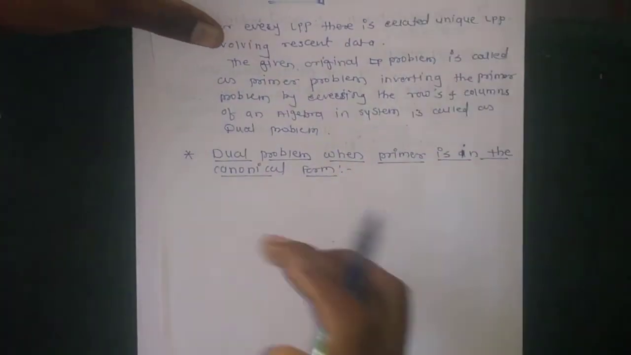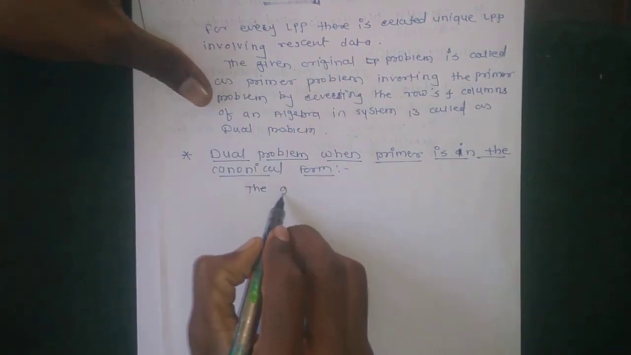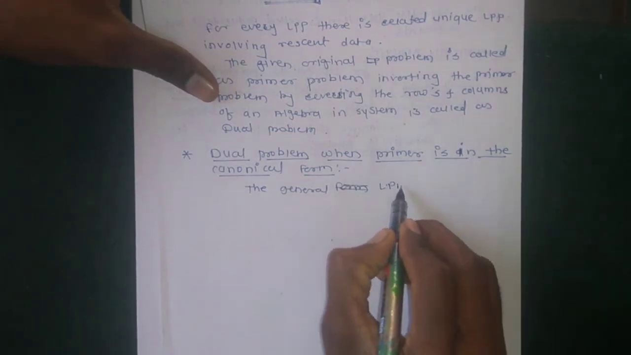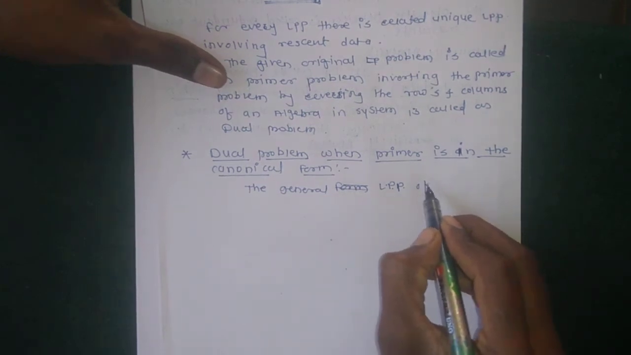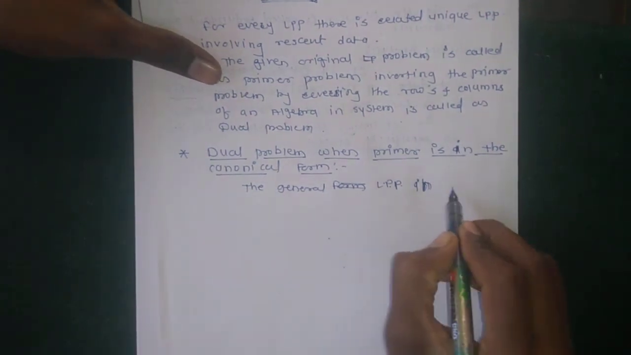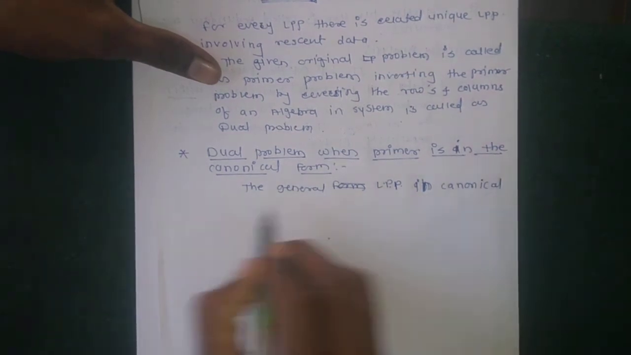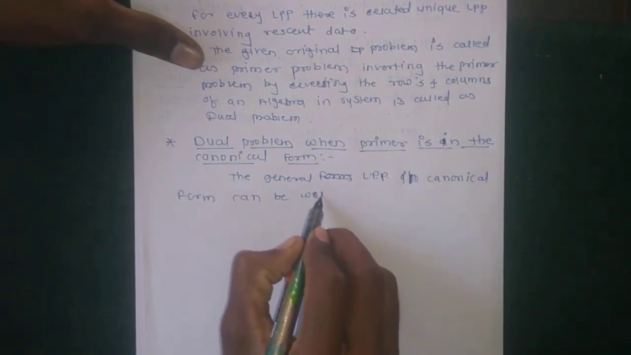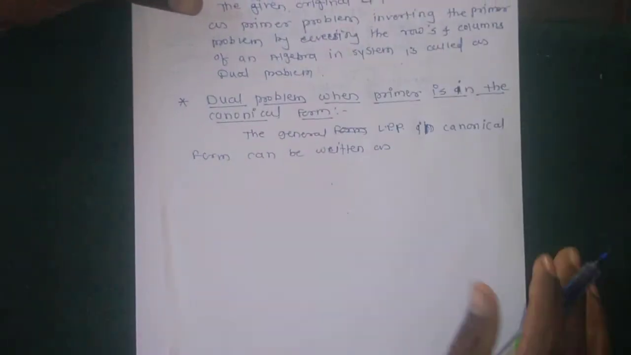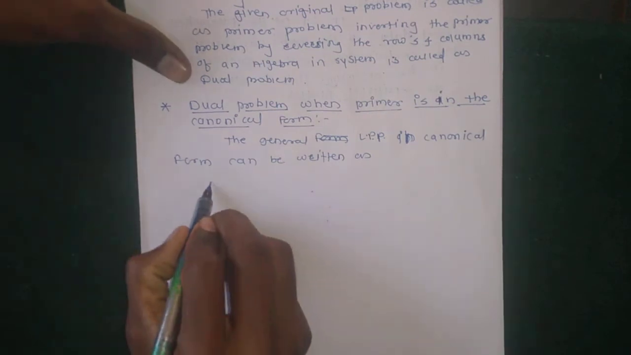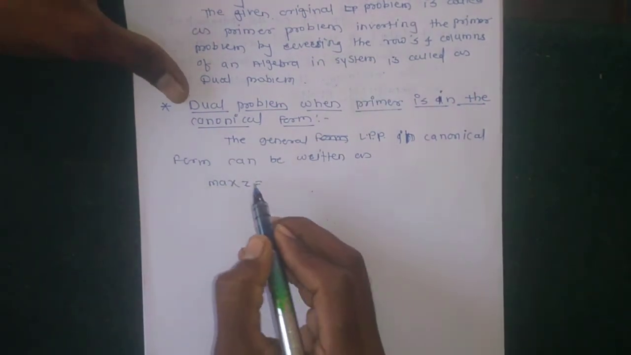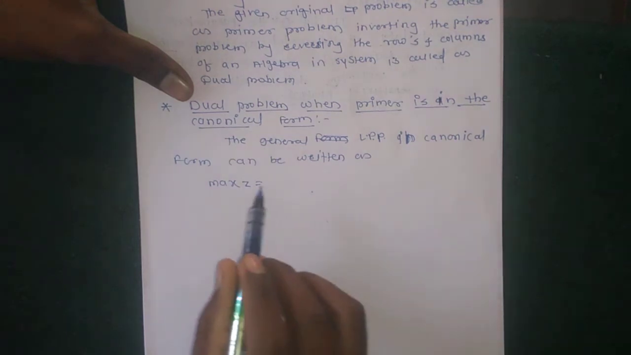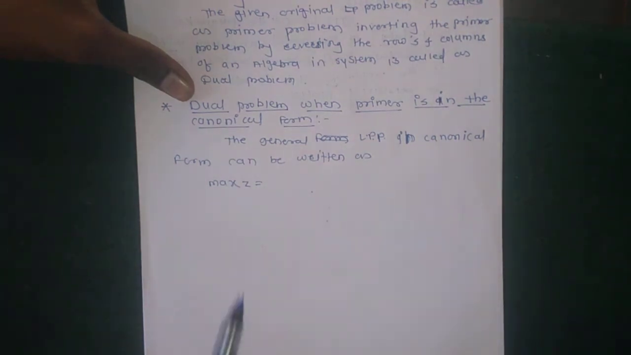So the general canonical form of LPP is as follows. When the function is maximize Z, then all constraints must be less than or equal type, and if the function is minimize type, then all constraints must be greater than or equal type.